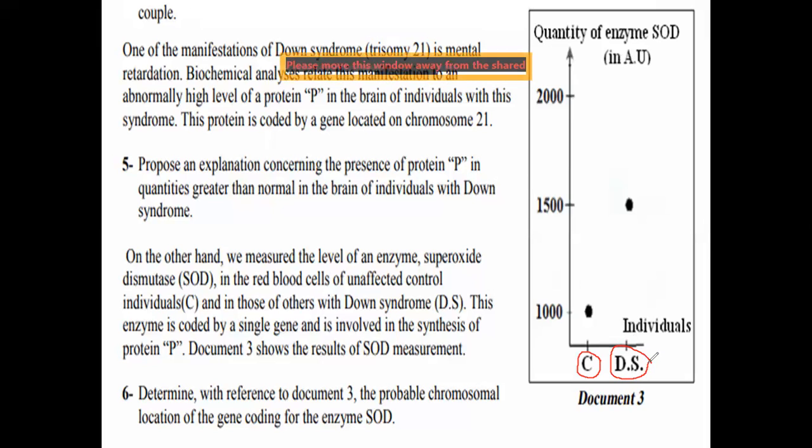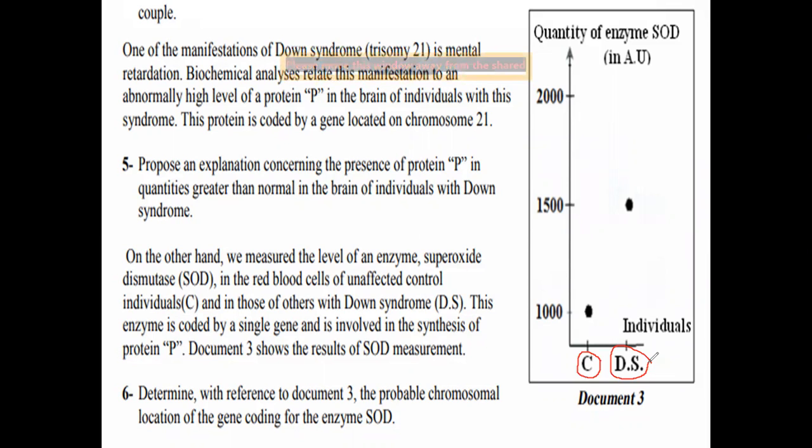So they are measuring the level of an enzyme called superoxide dismutase in the red blood cells of unaffected control individuals, which is C, and those of others with Down syndrome. So the red blood cells of individuals with Down syndrome, DS.